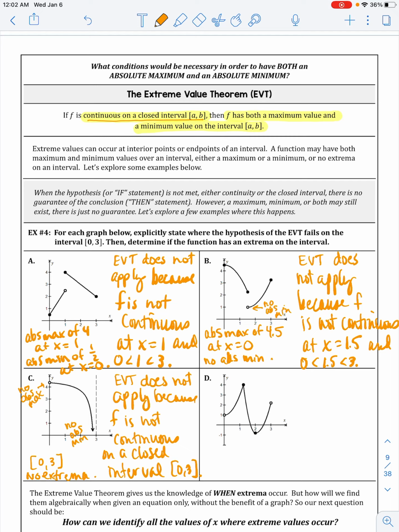Notice that at 0 we don't have a closed circle, closed dot, and at 3 we don't have a closed dot. So again, we are not going to be able to use the extreme value theorem because it's not on a closed interval. We don't have to worry about differentiability on the extreme value theorem because it doesn't talk about that. It is just the continuity piece. So we're going to say the extreme value theorem does not apply because f is not continuous on a closed interval.